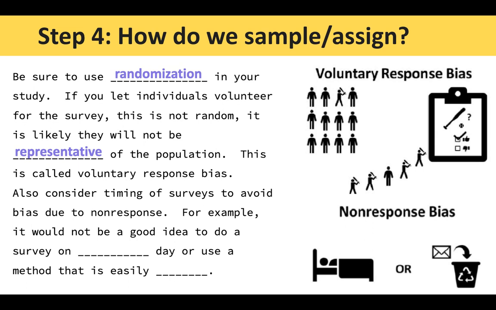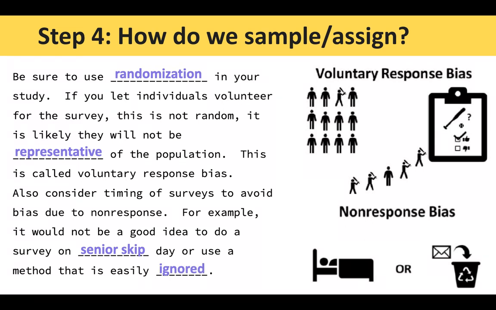Also consider timing of surveys to avoid bias due to non-response. So, for example, it would not be a good idea to do a survey on Senior Skip Day if my goal was to figure out how the entire population of McNeil feels about something. I wouldn't want to do a survey on Senior Skip Day because I wouldn't be getting any results from seniors. Even if I was trying to or randomly chose students, most of the seniors aren't going to be there.